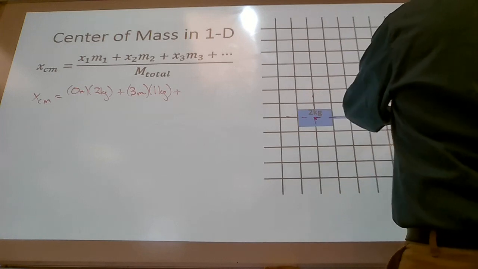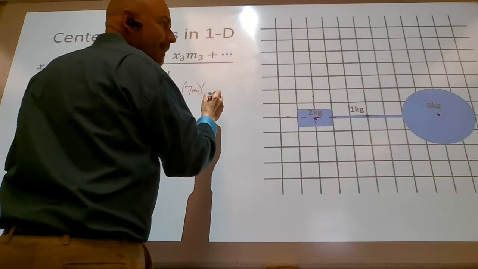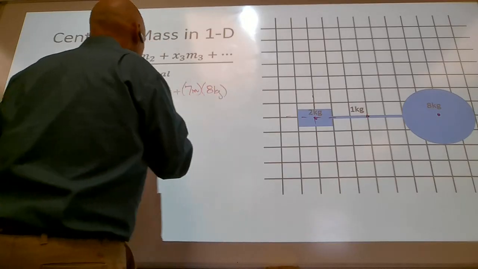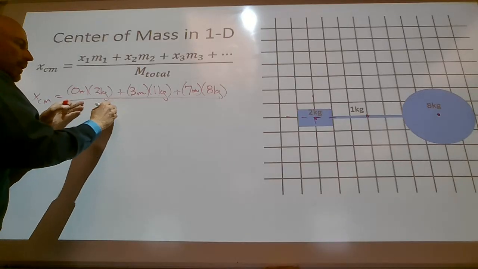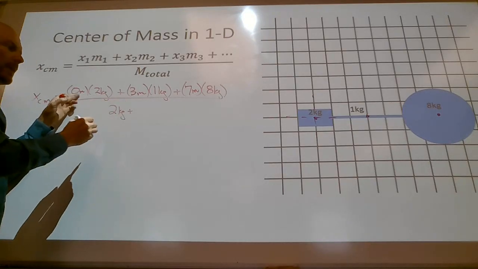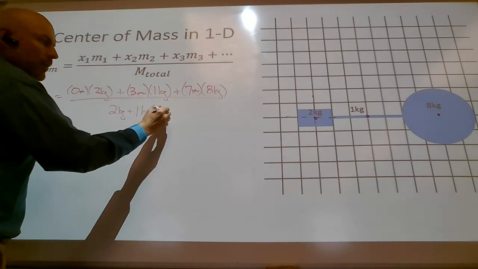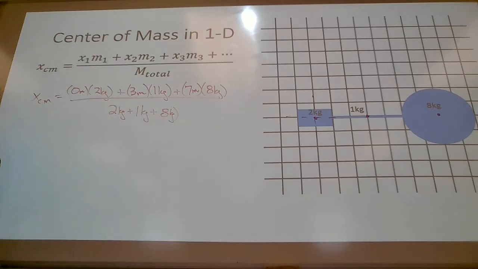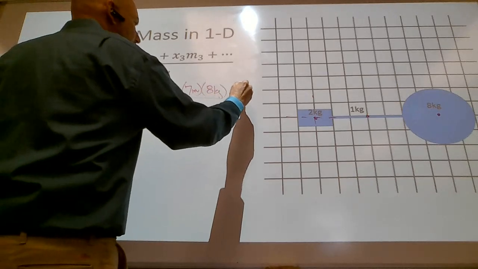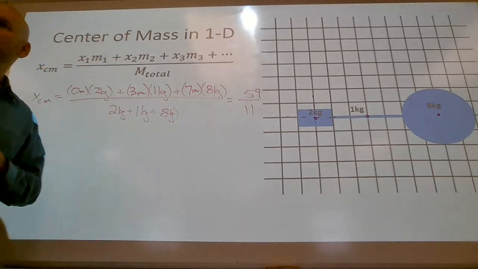1, 2, 3, 4, 5, 6, 7. 7 meters times 8 kilograms, all over... Now watch this. Here's where a popular error is. You need to include the 2 kilograms, even though the distance is 0. So the total mass of the system. So 359 over 11, whatever that is.